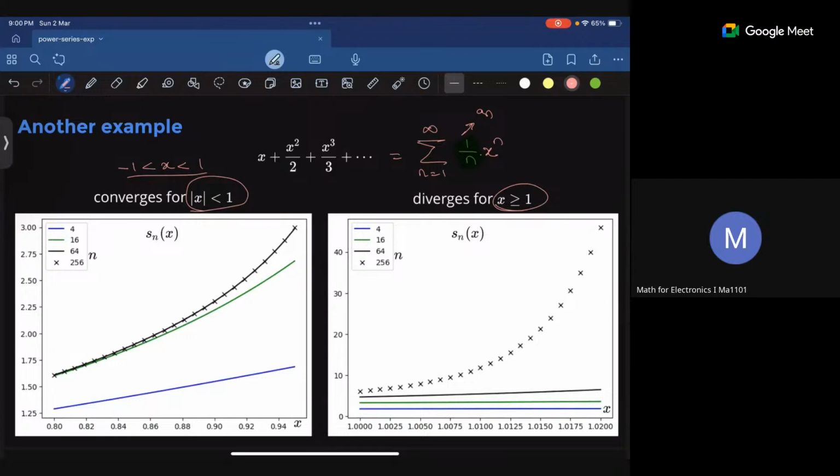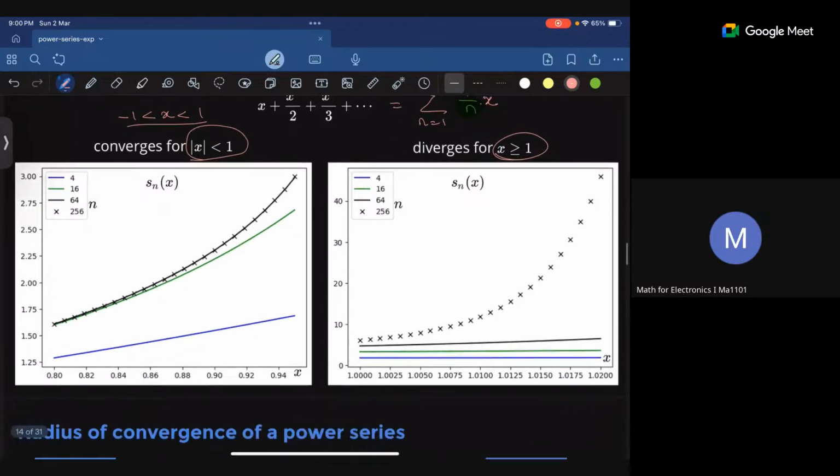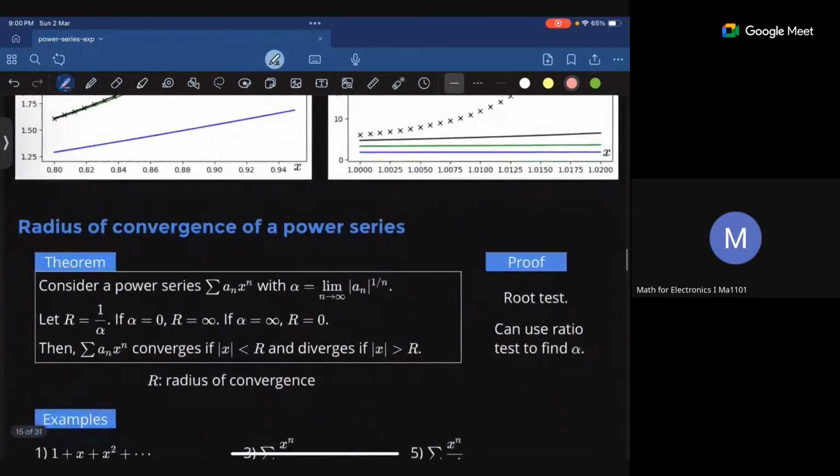So what I wanted to conclude within these slides is, the power series convergence will depend on the interval of x. So depending upon the value of x, we will conclude whether it will converge or diverge. Okay. So that interval is called the radius of convergence.